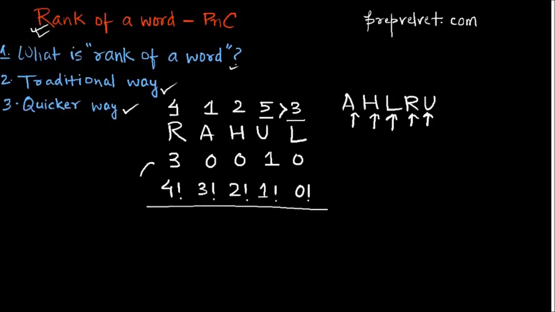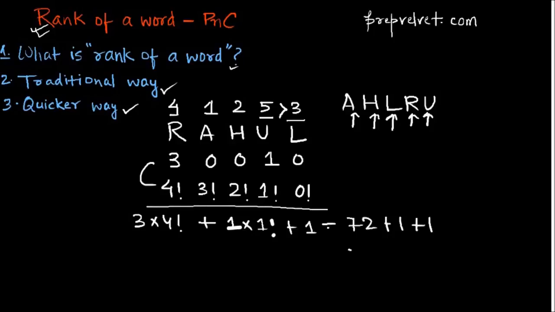Now multiply these two. 3 into 4 factorial plus 1 into 1 factorial and add 1 to it. We get 72 plus 1 plus 1, which gives us 74. The same answer which we got in the traditional way.